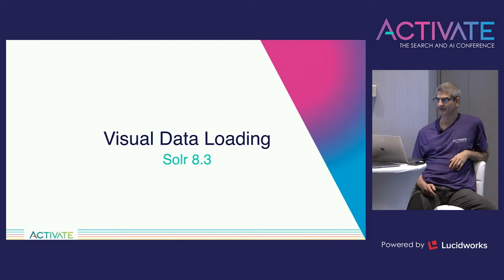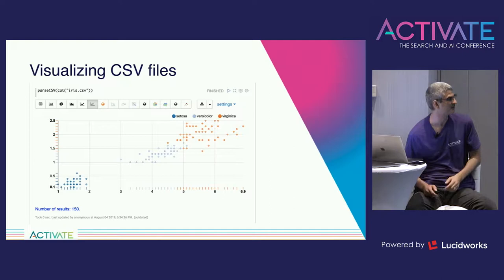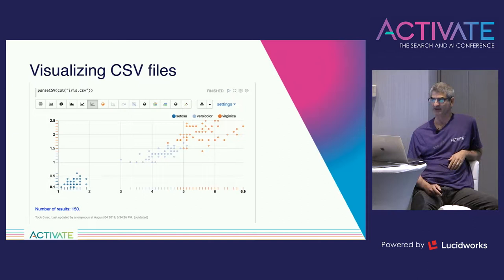So in Solr 8.3, we have a new feature called visual data loading. And I'll show you an example of it. This is a slide that shows a streaming expression, the cat function, which works like the Unix cat command. What it's doing is reading a file called iris.csv, which is sitting underneath Solr home. So it's taking a raw CSV file, a comma-separated file, and reading it directly.